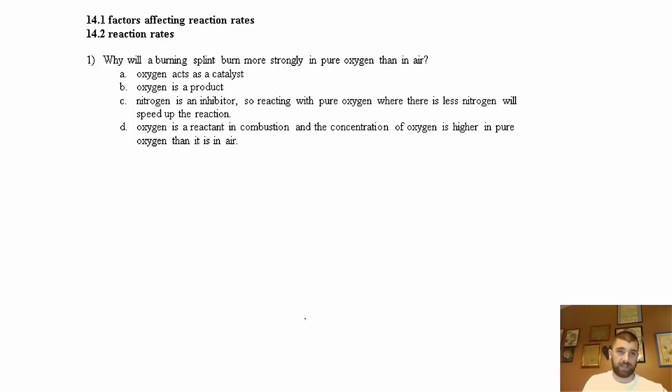Mr. Donnie here, taking a look at Chapter 14 problems, looking at 14.1 and 14.2, factors affecting reaction rates and reaction rates. Let's start with number 1. It says, why will a burning splint burn more strongly in pure oxygen than in air?